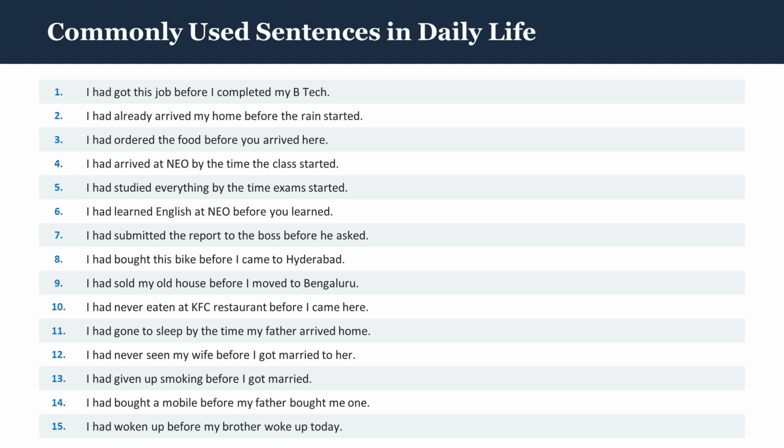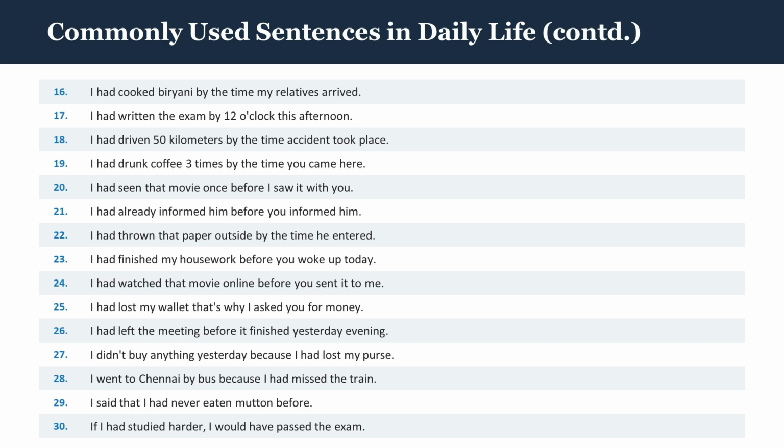Number 14. I had bought a mobile before my father bought me one. Number 15. I had woken up before my brother woke up today. Let us continue with more daily life sentences. Number 16. I had cooked biryani by the time my relatives arrived.